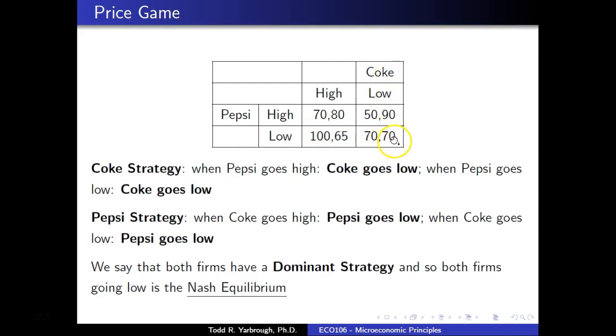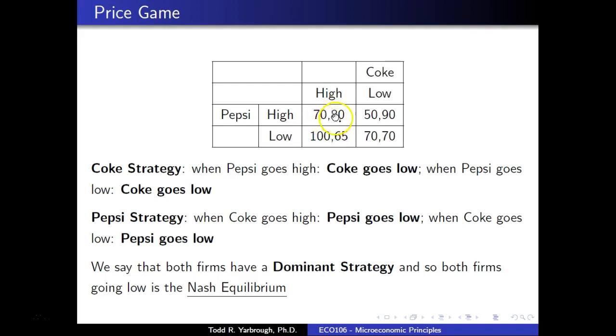So they ask themselves, if I think Coke is going to go low, does Pepsi want to do anything other than go low? And we've already established that the answer is no. And Coke asks themselves, if I think Pepsi is going to go low, do I wish to deviate from the strategy of going low? And the answer is no. All right, so here we have a Nash equilibrium. And we can check every other outcome of the game, and we can see that this is not true.